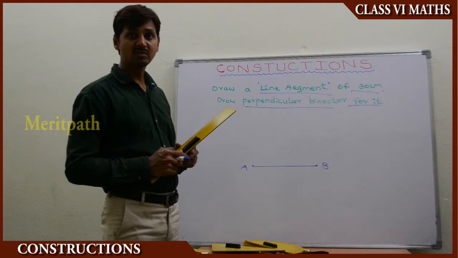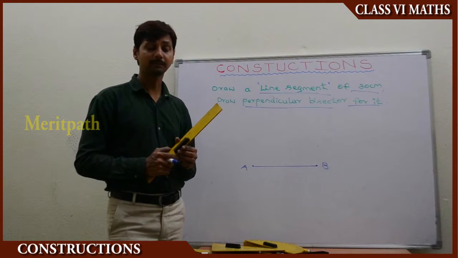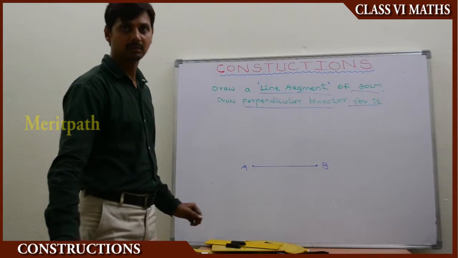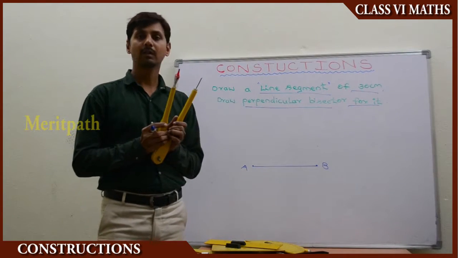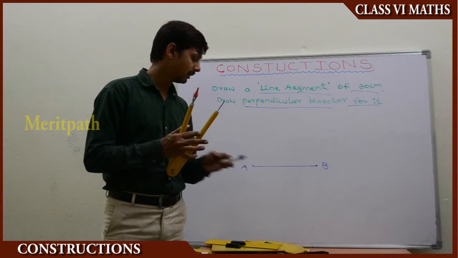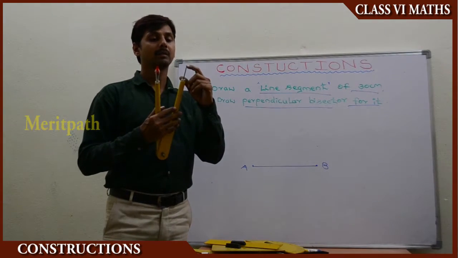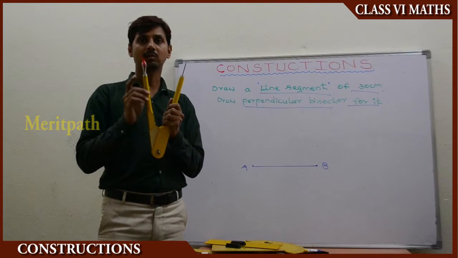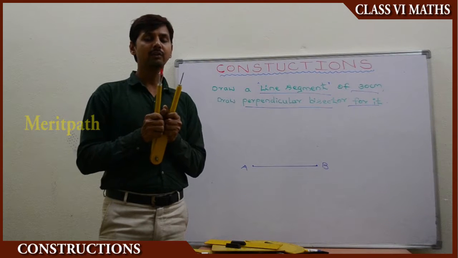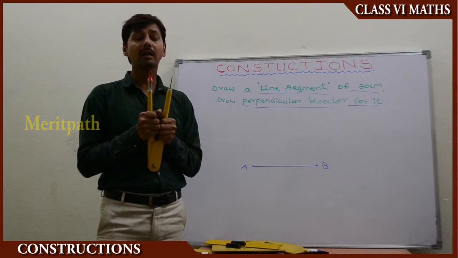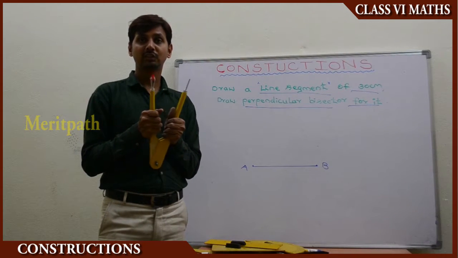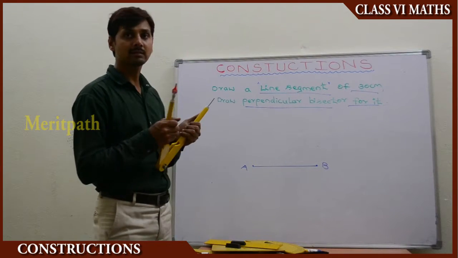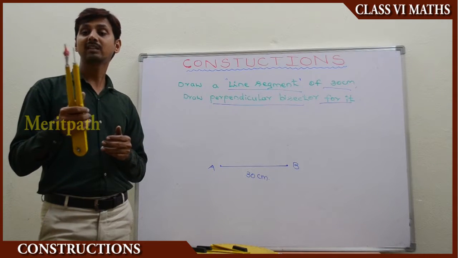We have a process to draw a perpendicular bisector for it. Let's use the compass. So this is a compass. We already have discussed it, and this is the point, and on the other hand we have the pencil, and we use this compass for drawing an arc and to measure the line segments and so on. So let's make an arc.